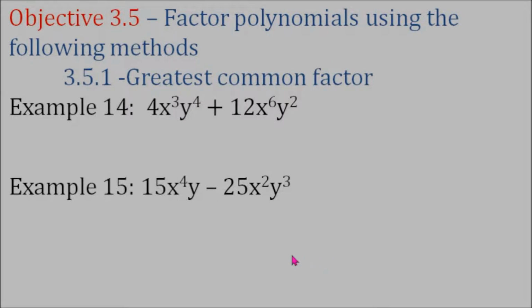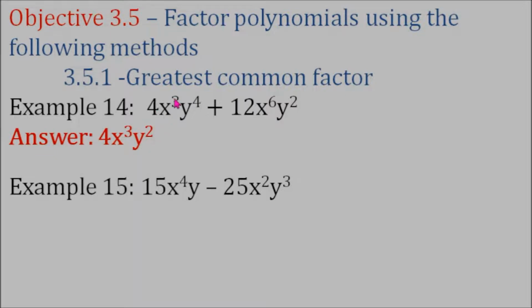Objective number 5. Factor polynomials using the following methods. We have many methods, so this is the first one, greatest common factor. So example number 14. The greatest common factor between 4 and 12 is 4. Between x to the power of 3 and x to the power of 6, it's the one with the lower exponent, which is x to the power of 3. And between y to the power of 4 and y to the power of 2, it's y to the power of 2. So this is the greatest common factor, 4x cubed y squared.